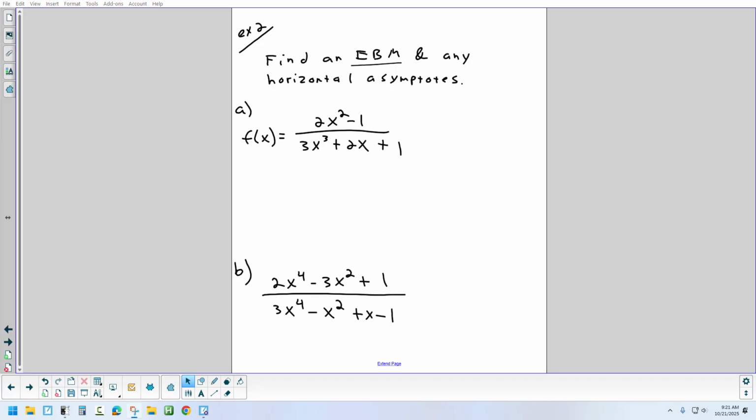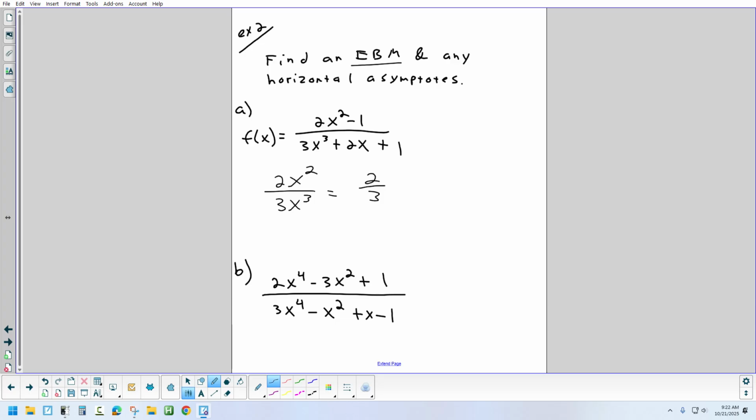What do we get for the EBM for the top in part A? I had 2x squared over 3x cubed. Perfect. In this case, 2/3 isn't going to reduce, so we're going to just leave it as 2/3. And we had x squared over x cubed.